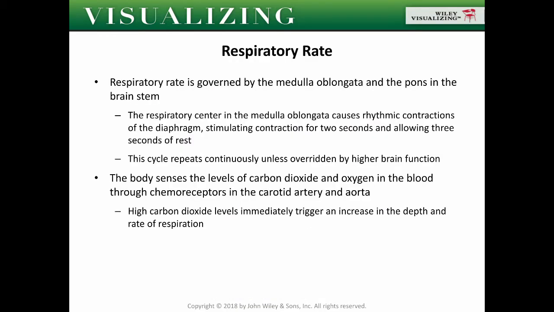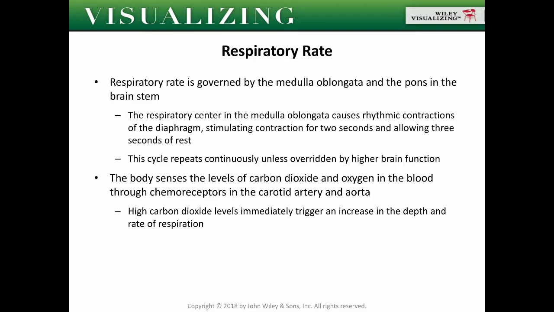The respiratory rate is governed by the medulla oblongata and the pons in the brainstem. It's semi-voluntary. When we don't think about it, our body naturally breathes, but when we think about it, we can actually control our breathing rate. The respiratory center in the medulla oblongata causes rhythmic contraction of the diaphragm, stimulating contraction for 2 seconds and allowing 3 seconds of rest. This cycle repeats continuously unless overridden by higher brain function.